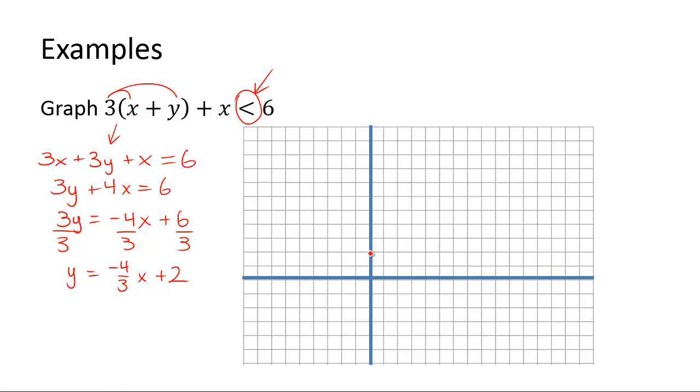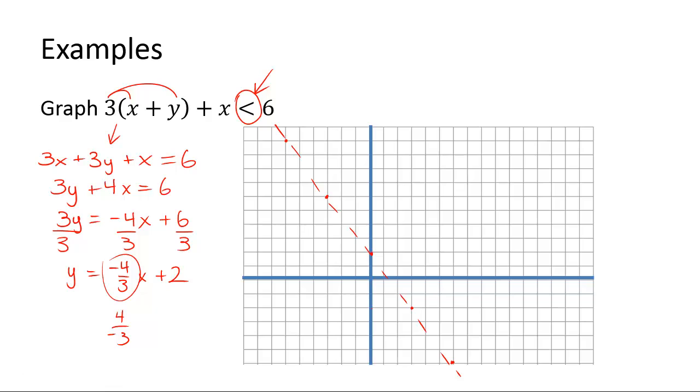So you start at 2, and then you're going down 4 over 3. Down 4 over 3 because of the slope. Or you can see it as 4 over -3, which is up 4, left 3, up 4, left 3. And it's a dotted line. Now we just have to decide which side to shade.